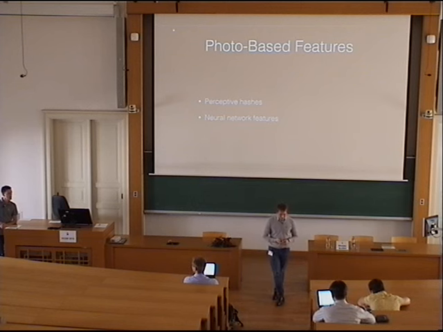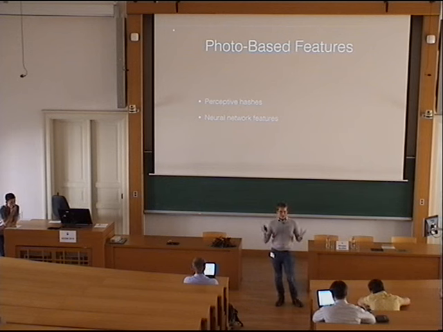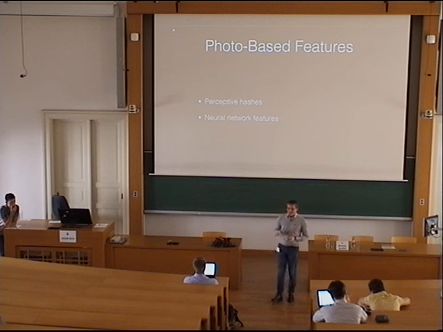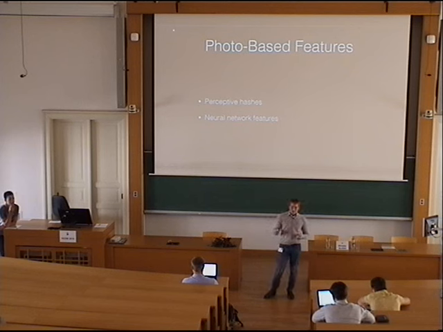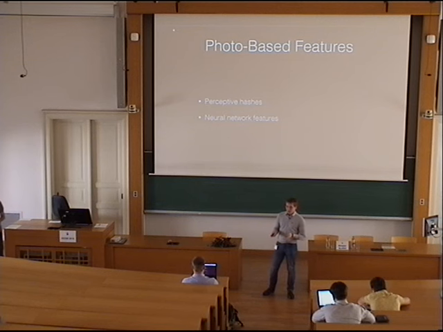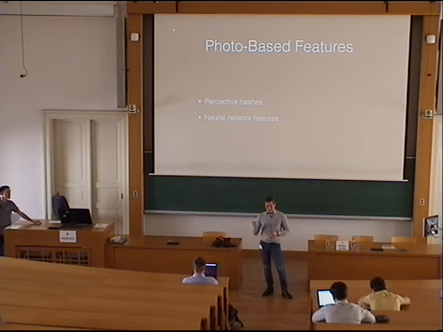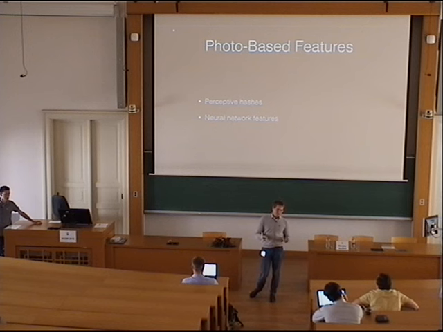The other way is using neural network features. What does it mean? We take a big neural network and train it on some images. For example, we took the ImageNet database. It has a lot of images and a lot of classes. We train this neural network, and then we take one layer of this network as a feature vector. Then again, two similar photos will have a small distance between vectors.